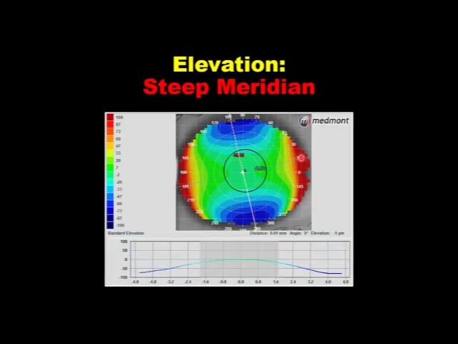Now if we switch over to the steep meridian and we look at that elevation sphere at 0, the map is telling us that the cornea is well below the elevation sphere, about 75 microns down at this point. The tissue is approximately 75 microns lower than the elevation sphere at this point.